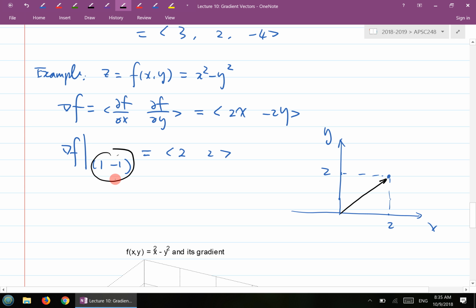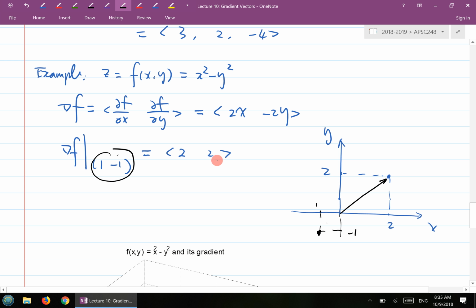So basically, in this case here, where is the (1, -1)? So x is 1, y is negative 1. Here is 1, here's negative 1. This is basically where you calculate your gradient vector. You substitute these coordinates into here to get (2, 2).